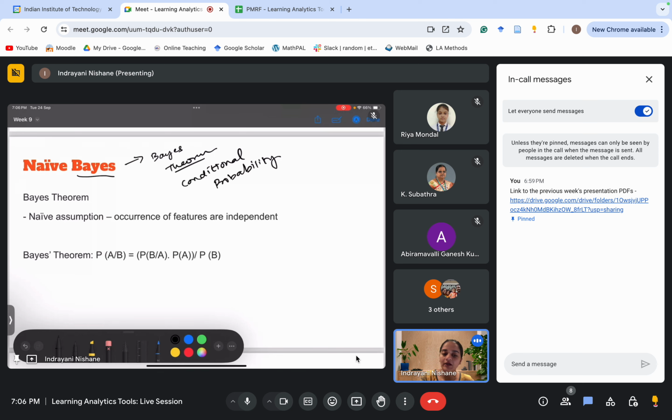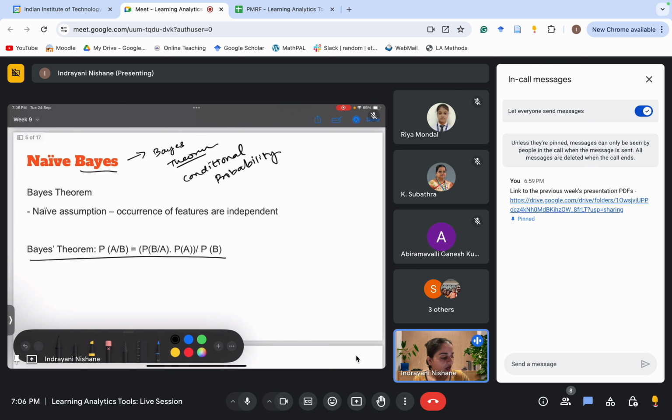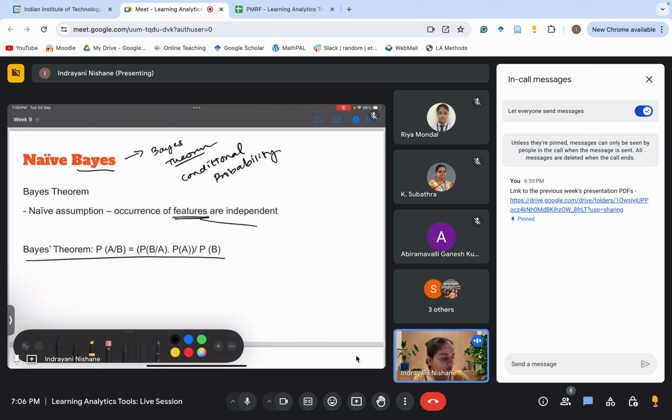There could be one condition, two conditions, or n number of conditions. This probability value is calculated considering all those conditions. That's why Bayes theorem forms the basis of the naive Bayes classifier. Why is it called naive? Because there's a naive assumption that all the features are independent, that the occurrence of all the features is independent. So in our case, can you tell me what could be the possible features based on students' log data?